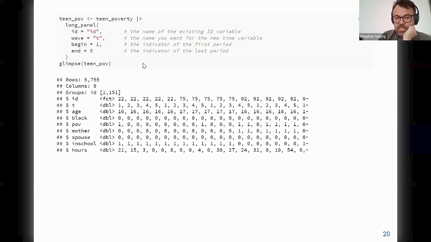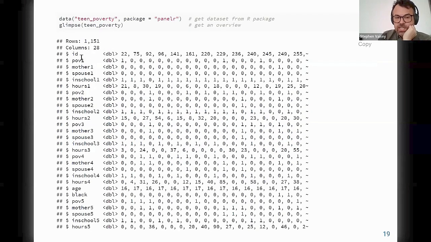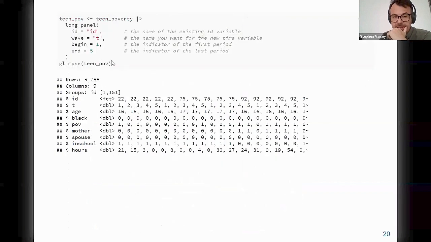And so what this does now is it can look at this data set and say, oh, okay, I see the suffix here is 1, 2, 3, 4, 5. I know it starts at 1 and ends at 5. The variable id is the ID variable. I told it that. Variables that don't have a 1, 2, 3, 4, 5 are time constant. So it's smart. It can figure this out. And so what does it do? We made this new data set here, teen_pov, and this is what it looks like.